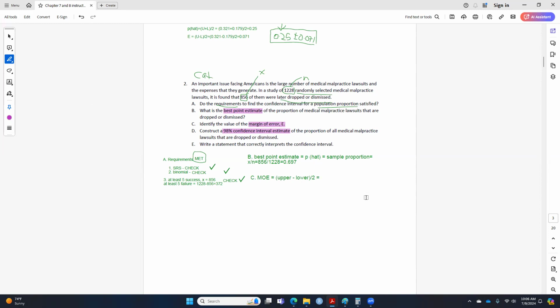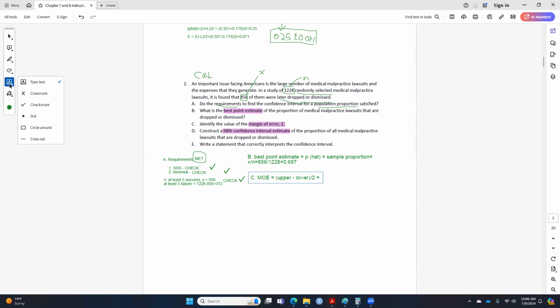You do not need to follow the order A, B, C, D, E. You can actually switch them around. You can move them around. So in order for us to do C, let's do D first, because once we find the confidence interval, the upper and lower, then you can find the MOE, the margin of error.